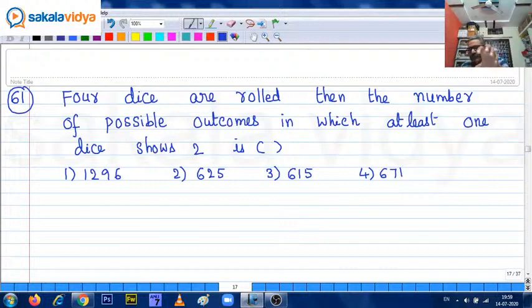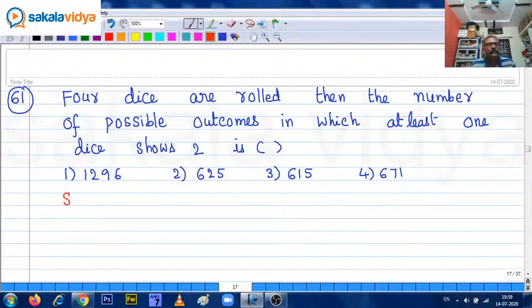Shows 2 means, for example, keep 2 on one of the faces. Now the remaining faces can be filled in how many ways? On 4 dice it means 5 into 5 into 5, 5 ways, so that's 5 to the power of 4. The possible outcomes where at least one dice shows 2 is equal to the total number of possible outcomes minus the number of possible outcomes where no dice shows 2. So that we need to do now. Right, let us write now.